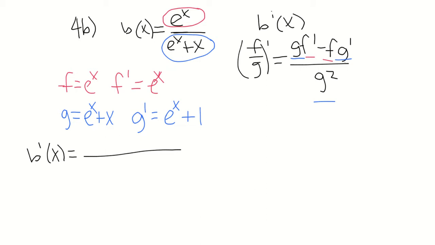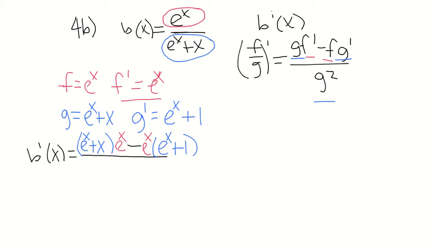Okay, so our derivative then is going to be b prime of x is equal to a big quotient of g times f prime, so that would be g, which is e to the x plus x, times f prime, which is e to the x, minus f g prime, so f is e to the x, and g prime is e to the x plus 1. And then all of that divided by g squared, so e to the x plus x squared.